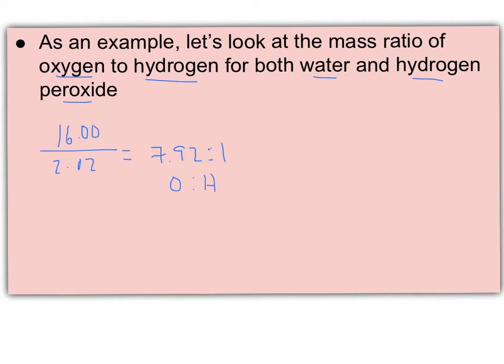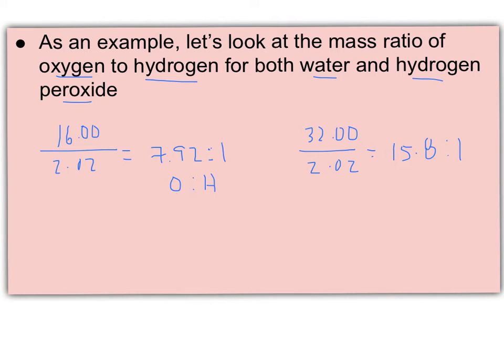But if I look at the same mass ratio for hydrogen peroxide, now I have 32 grams of oxygen and still just 2.02 grams of hydrogen, and my ratio becomes 15.8 to 1. So I could look at these ratios, and because I get different mass ratios, again, I would know I have different compounds.